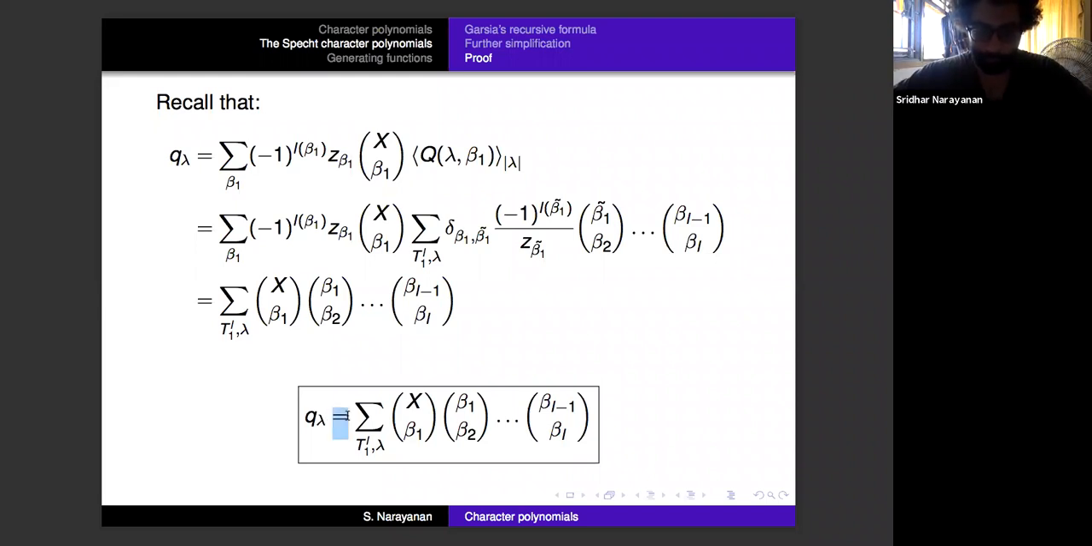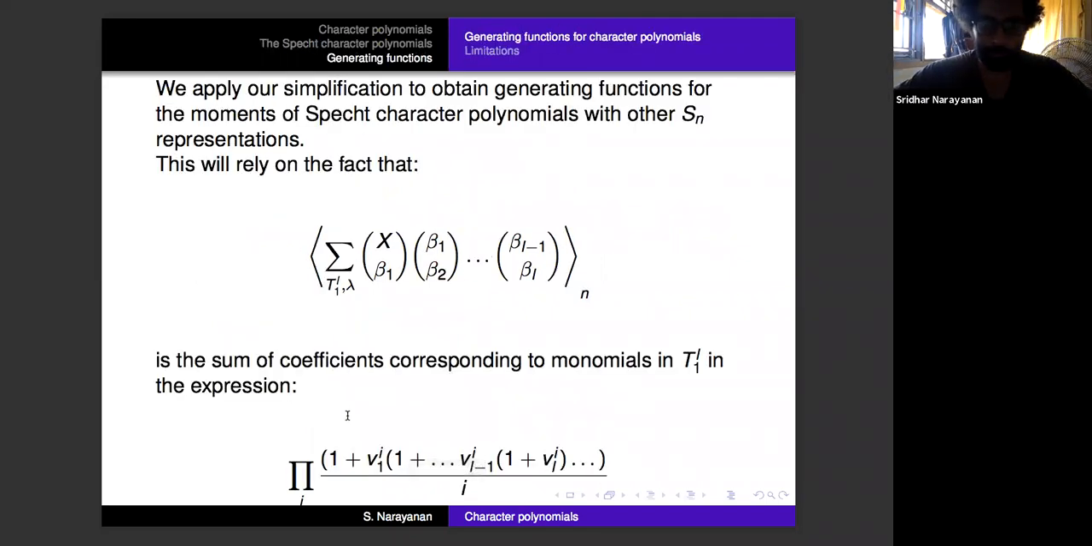We set out to prove that this is a simplified expression for the character polynomial. Once you obtain this simpler expression, it's easier to calculate moments with it. This is what we're going to do. Basically, the proof is going to be that you need to substitute a term like this into the exponent to get a term like this. I mean, to get the moment of a term like this. You need to substitute this kind of nested sum of V1 to VL.